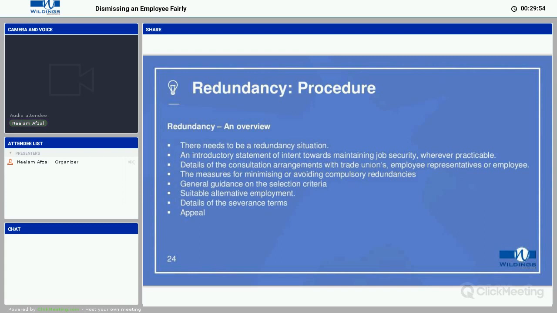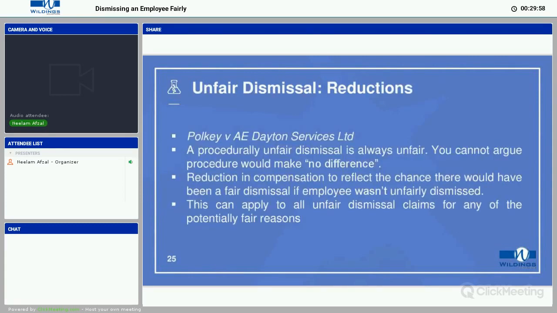Now, we're going to briefly just touch on procedural unfair dismissal and reductions. Now, we had this case of Polkey. It's a Court of Appeal case. There are situations where the employer has a fair reason and the employer is reasonable in dismissing the employee, but they have failed to carry out a fair investigation. So they've not followed the investigation process.